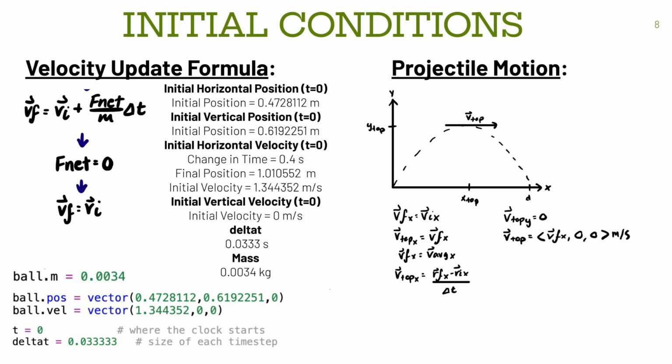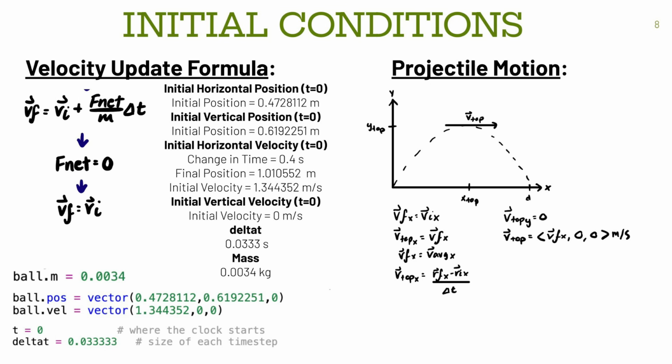Firstly, I found the mass and put that in the GlowScript code, as well as the initial vertical velocity, the initial vertical position, and the initial horizontal position. Since I began my video at the very top of this projectile motion, I knew that the initial velocity in the y direction was going to be equal to 0. So I was able to put that into the vector for the velocity.